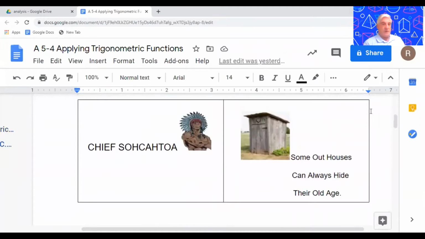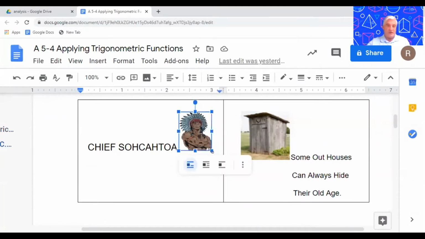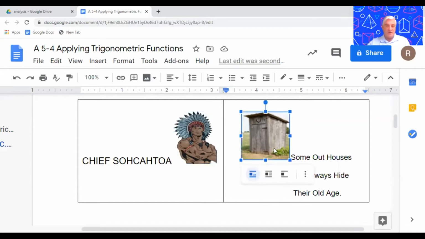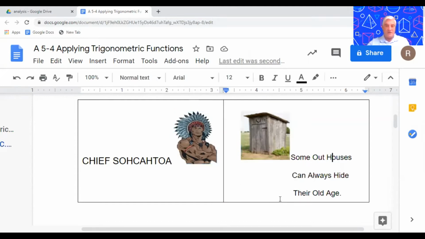You have 2 ways to remember the trig functions. This is Chief Sakatoa. He's a really big deal here around Hayti. He's a good-looking Indian. Happens to be our mascot. How's he spell his name? Sohcahtoa. Here's the other way you might learn it. Some outhouses can always hide their old age. Sohcahtoa.